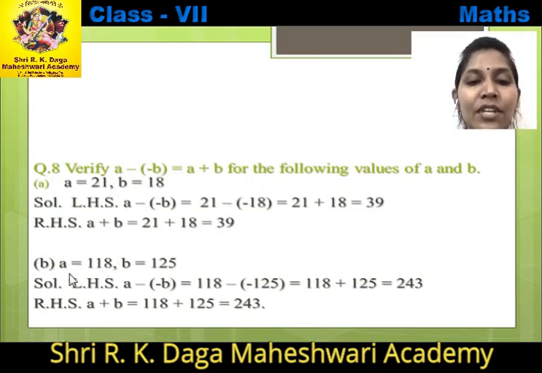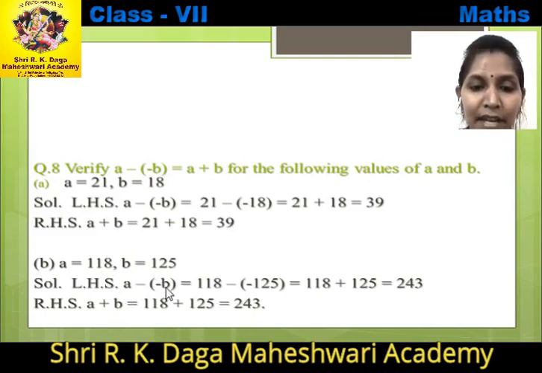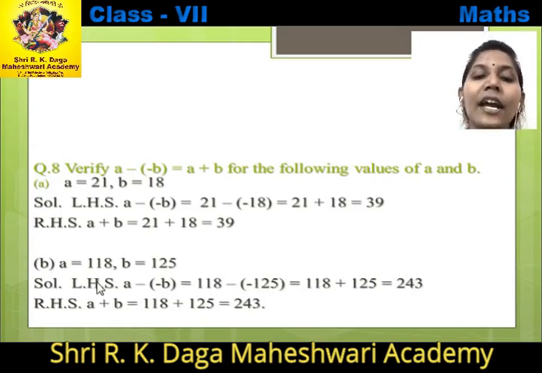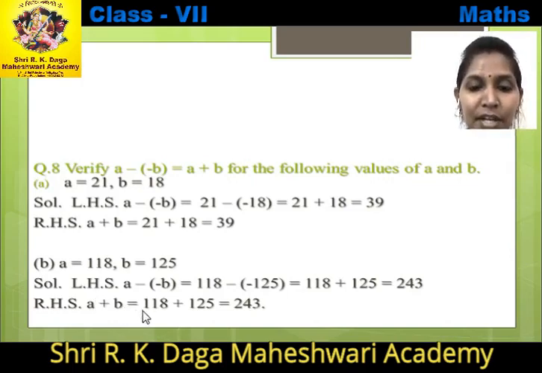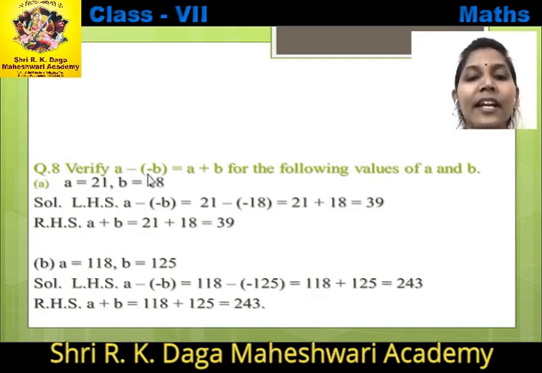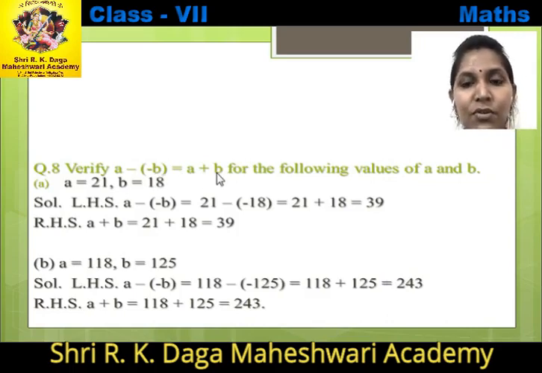In the next values, a equal to 118 and b equal to 125. So LHS is a minus b, which is equal to 118 minus 125, which is equal to 118 minus plus 125. When we add these two numbers, we get 243. In RHS, we just need to add the numbers which are 118 and 125. When we add this, we get 243. Again the LHS and RHS are same, so we have verified a minus b is equal to a plus b.